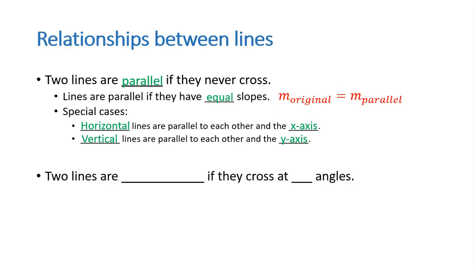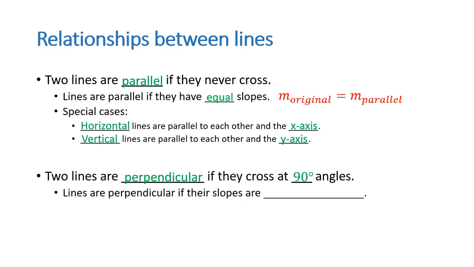Another special relationship between lines is being perpendicular. So 2 lines are perpendicular if they cross at 90-degree or right angles. The slopes are a little different in this case. Lines are perpendicular if their slopes are opposite reciprocals. So the way I remember this is flip the sign, flip the fraction.